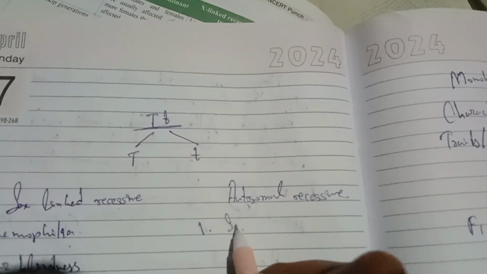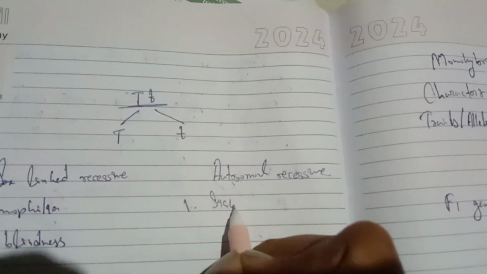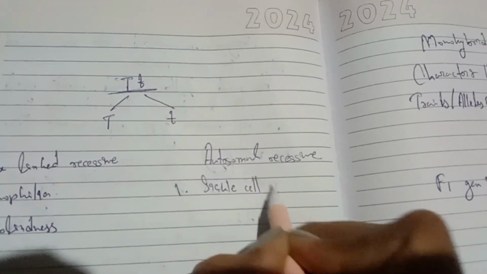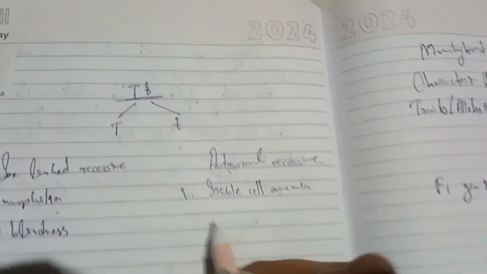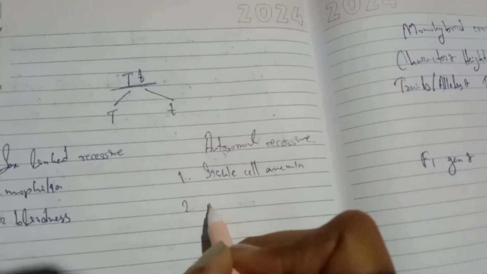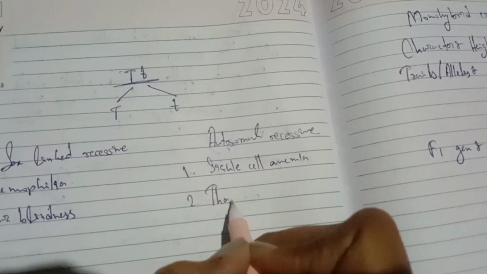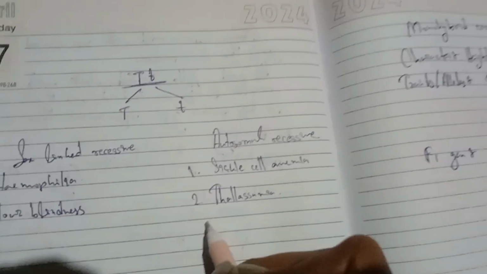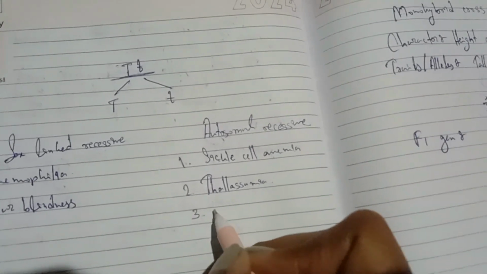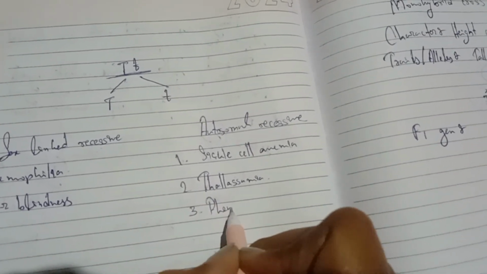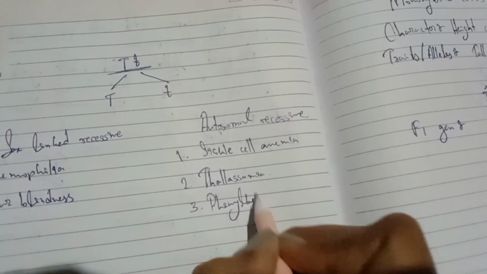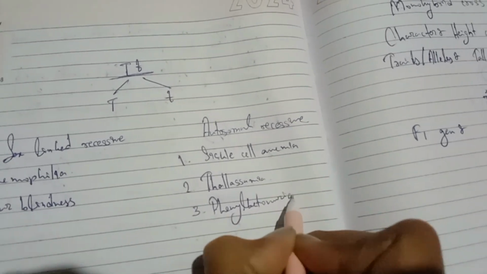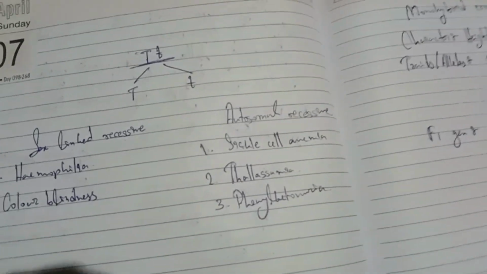One is sickle cell anemia, 2 is thalassemia, and 3 is phenylketonuria. Let's understand these diseases.